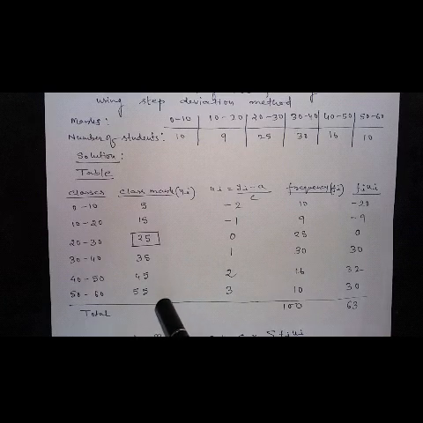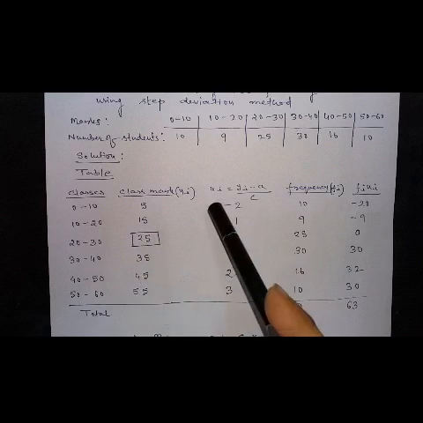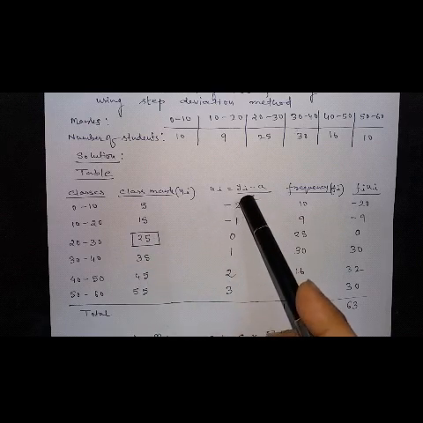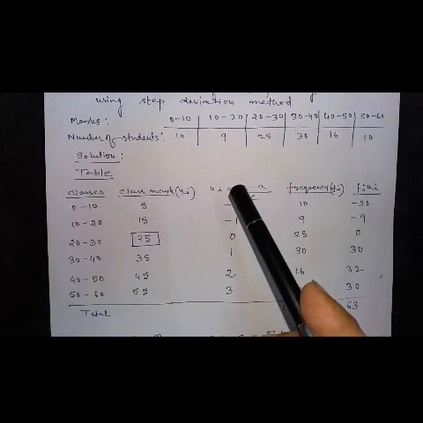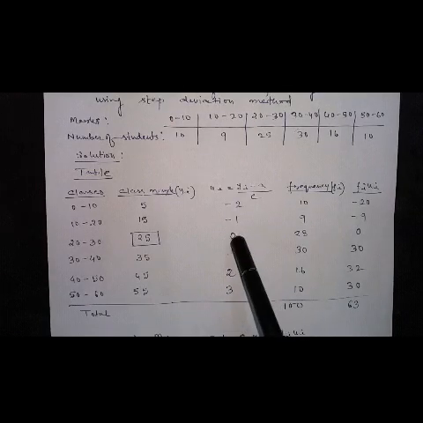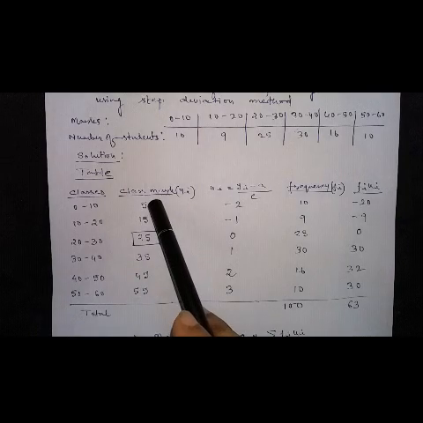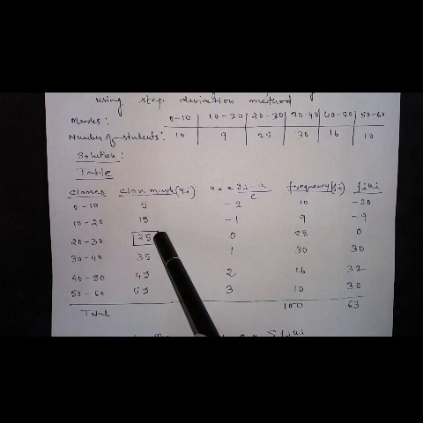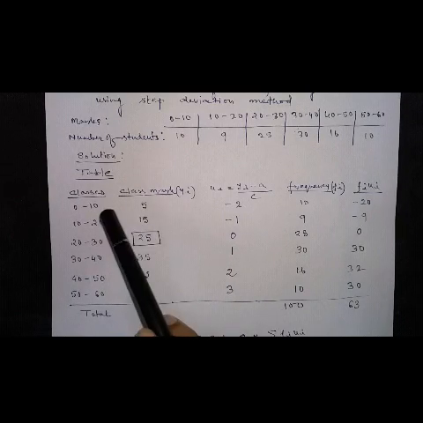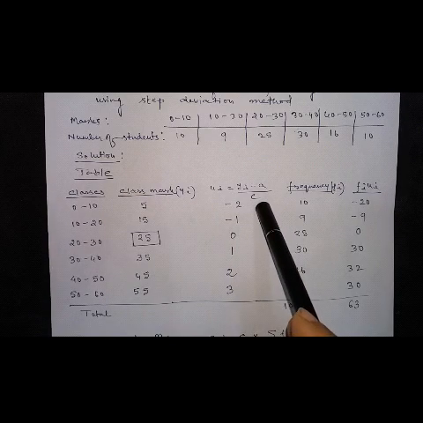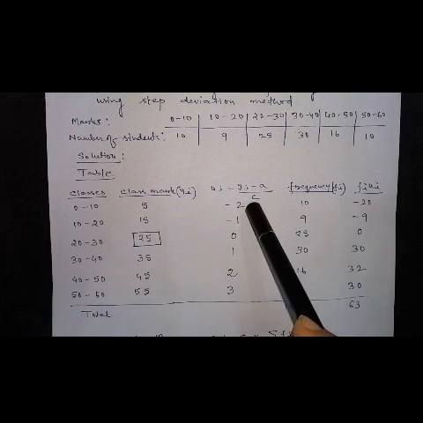So we have to assume one mean. I have taken this assumed mean as 25. Now we have to find this column ui as yi minus a by c. Let us see how to find this. To find ui, each class mark will be subtracted by the assumed mean. That means 5 minus 25 divided by 10, because c is the class width. So 5 minus 25 is minus 20, divided by 10, minus 2.